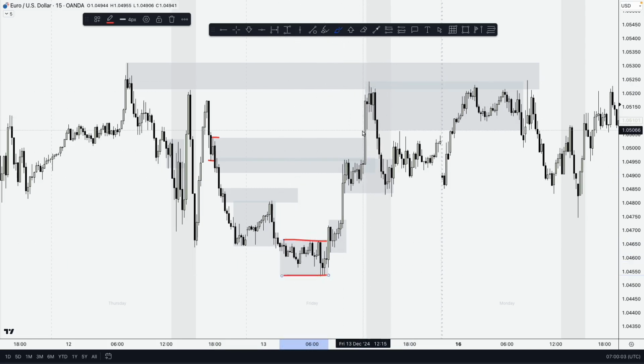So that's how to draw our sideways price action very clearly and very easily on the charts. Again, we just find the highest point and the lowest point, and then we look for the breakout.